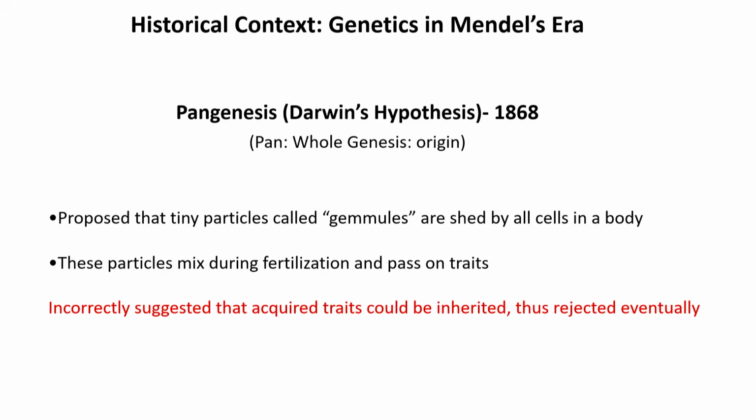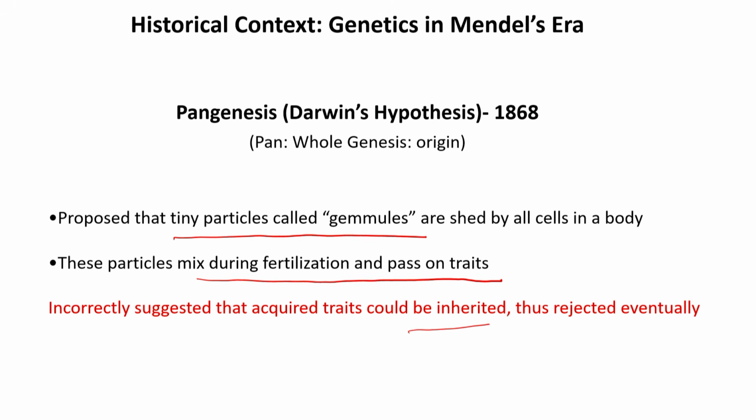So he proposed a theory which he named the pangenesis theory, and he considered that there are tiny particles known as gemmules. They are shed by every cell of the body, and these particles mix during fertilization, and that is how they pass from one generation to another, right? The caveat of this theory is that he hypothesized that even acquired characters can be inherited in the same way.